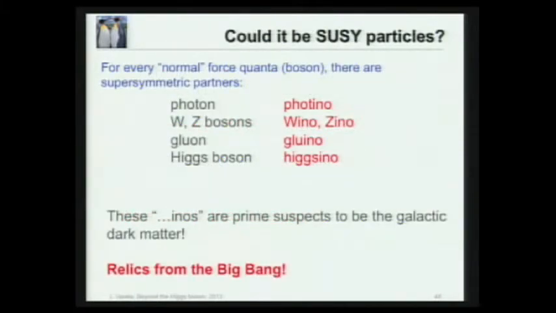Could it be SUSY particles? This is another reason that many people like supersymmetry. So I told you we have these Standard Model particles, the photon, W's, gluons, Higgs boson, and the corresponding supersymmetric particles have these strange names: photino, Wino, Zino, gluino, Higgsino. And these inos are the prime suspects to be the galactic dark matter. So they are weakly interacting particles. They are massive.